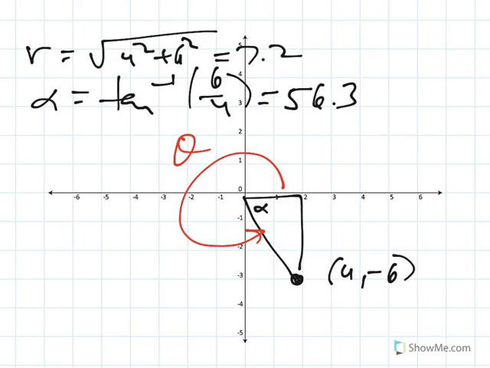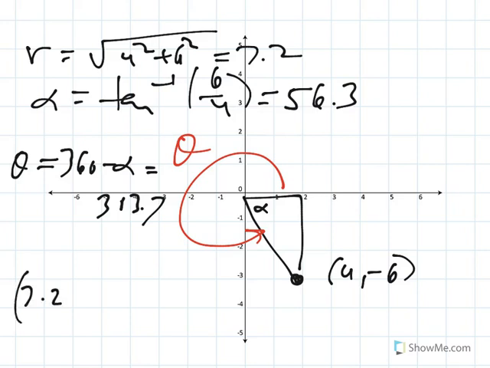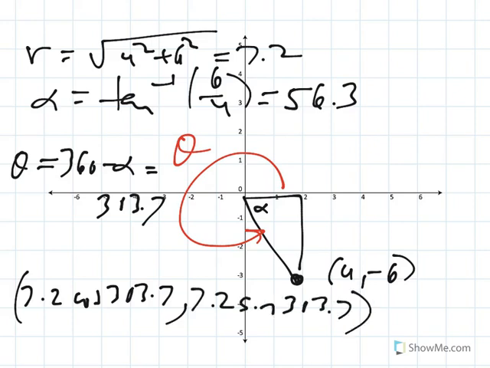So the translation for quadrant 4 is going to be 360 minus alpha, which in this case is 303.7. So the answer is 7.2 cosine 303.7, comma 7.2 sine 303.7.